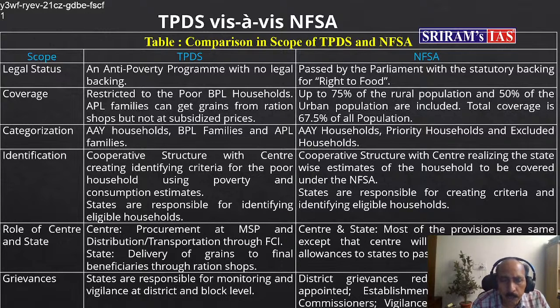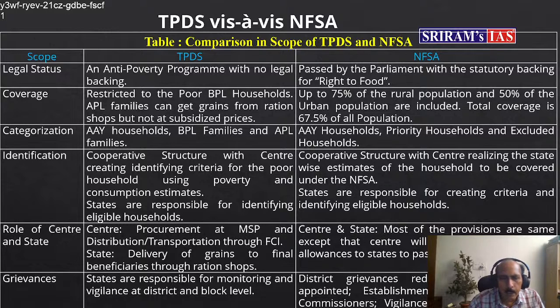Under the NFSA, the PDS system is to work in accordance with the provisions of the Act. Earlier, there was no statutory backing, and therefore the TPDS system was working as per the executive orders of the government. But now the Act is there, and therefore the PDS system has to function according to its provisions. The provisions of the Act are that 75% of the rural population and 50% of the urban population need to be covered under the food security coverage of the country, and therefore the weighted average turns out to be 67.5%.